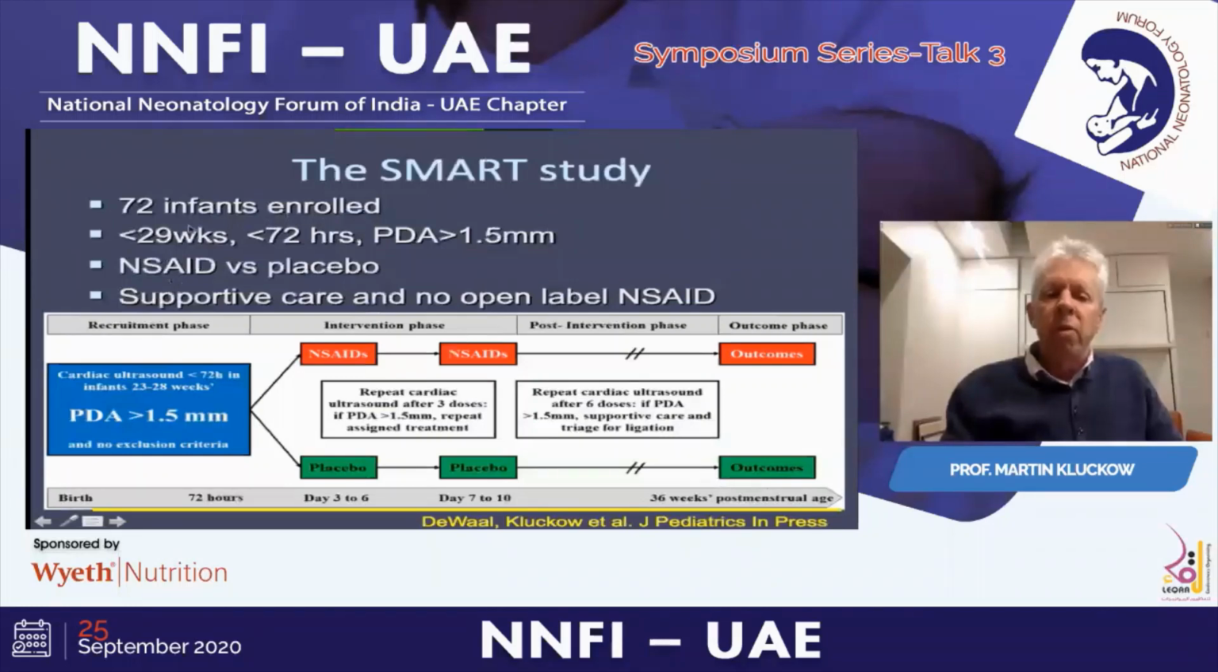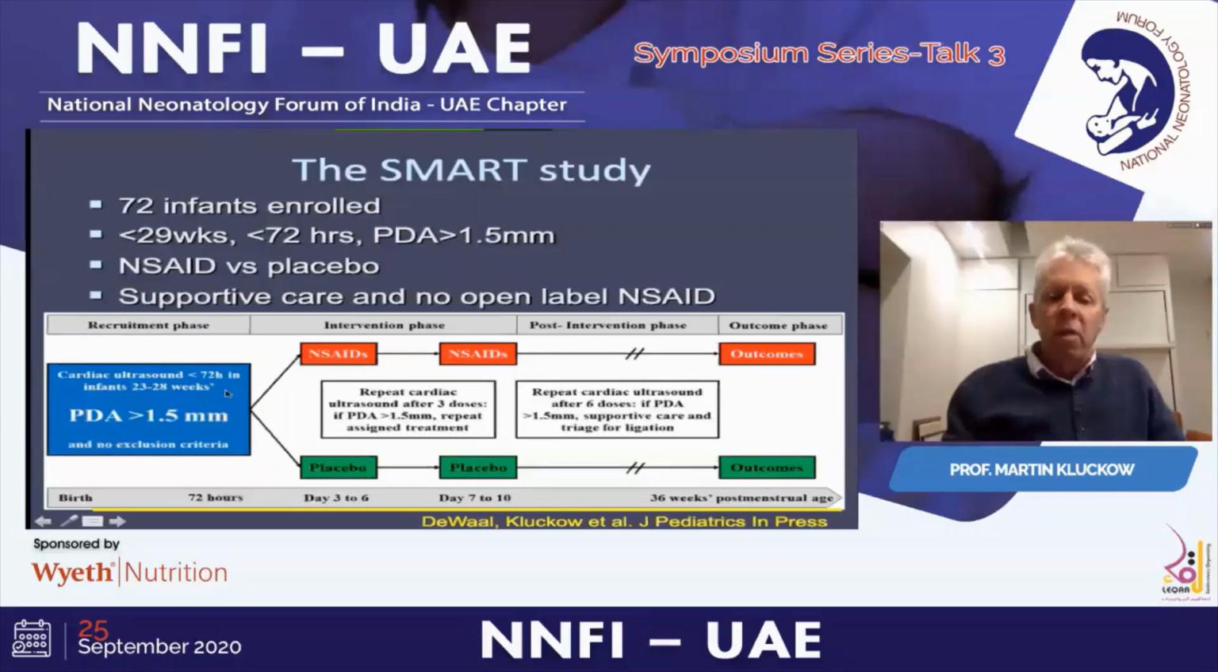72 infants were enrolled. It was a pilot trial of babies who were selected by being less than 29 weeks, less than 72 hours, with the simplistic parameter of a PDA greater than 1.5 millimetres. And we randomised these babies to receive non-steroidal, either indomethacin or ibuprofen, or placebo. The important aspect of this trial, which we wanted to test, was we only wanted to give supportive care alone and not allow any open label non-steroidal. I've already mentioned that many of the PDA trials are contaminated by high open label non-steroidal rates. So we forbid open label from our study.